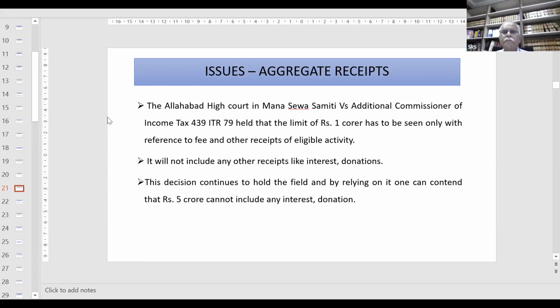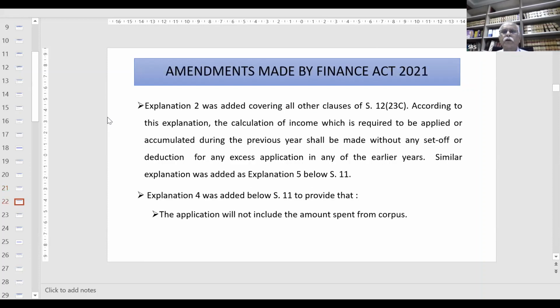Next one. Sorry, there is a small typo here. Then the question would be, what would be the taxability of the other receipts? There is a question there. What I would like to say is this. This is a very interesting point.